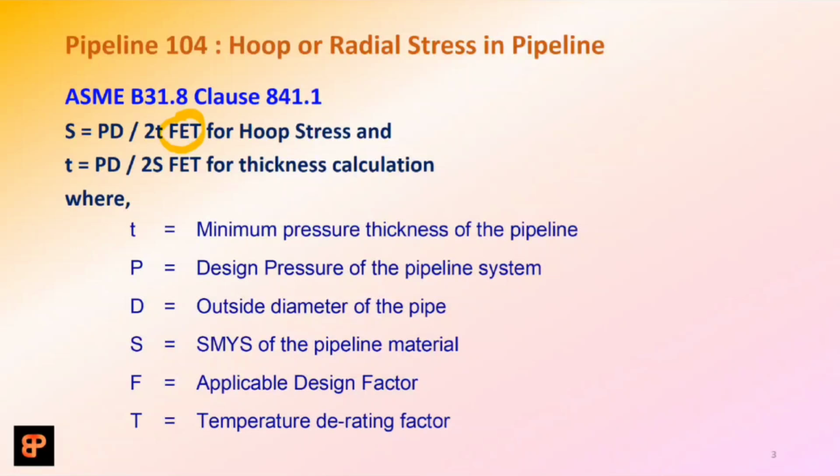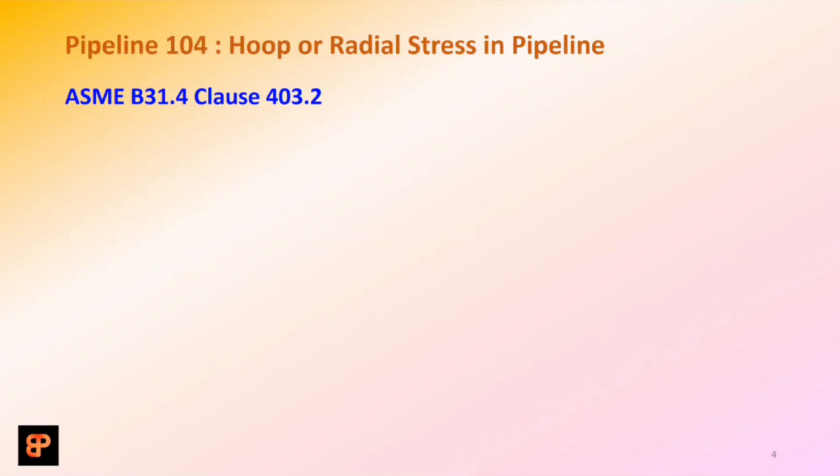So F will be the design factor, which is normally 0.72 or 0.6. And with respect to that, the formula is PD upon 2T and into F into E into T. So 2TF will be the stress, or if we are calculating the thickness, then it will be PD by 2 times SMYS into design factor. This is how the thickness can be calculated. F is going to be the design factor. Okay, so let us move further.